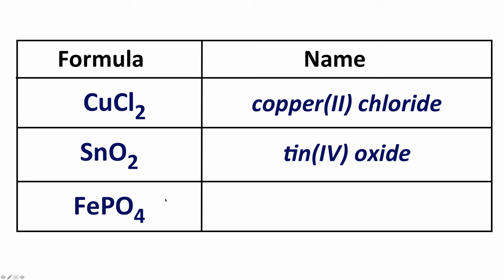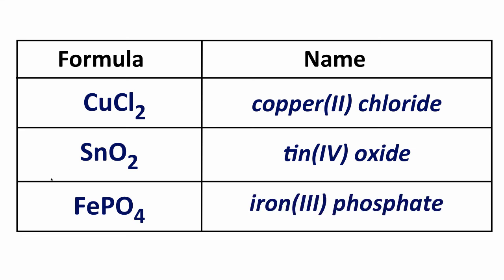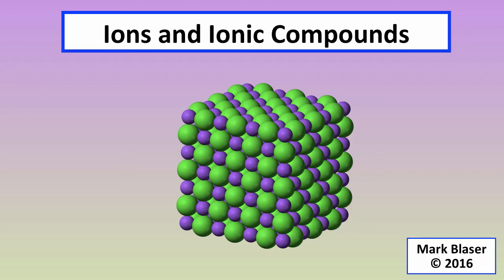Here's a formula. Let's come up with the name. Well, PO4 is a polyatomic ion. It has a charge of -3, and you have to look this up if you don't happen to remember. If PO4 has a charge of -3, that means Fe must have a charge of +3. So we know we're dealing with the Fe +3 charged ion, so we write that as iron, Roman numeral 3, and then PO4 is phosphate, and that's the name of that compound. And that's it for ions and ionic compounds.